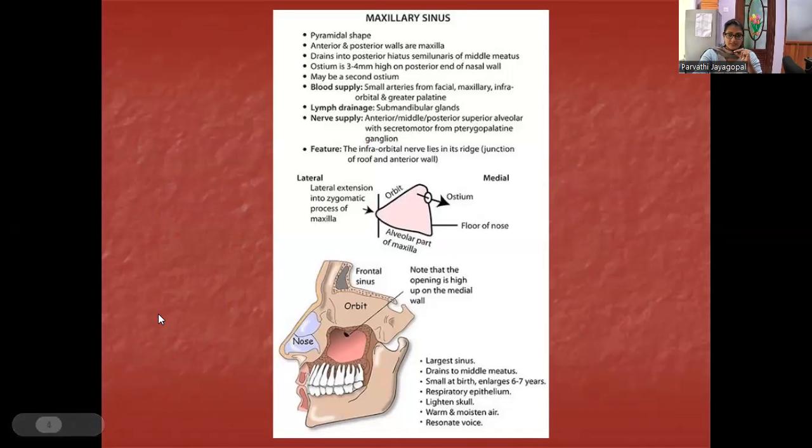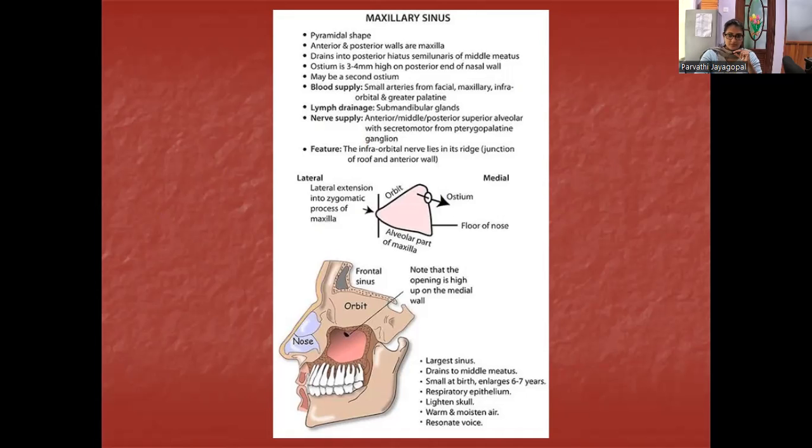Coming to a brief of the anatomy of the maxillary sinus. The maxillary sinus is the largest of the paranasal sinuses, and it is roughly pyramidal in shape. It may be asymmetric on either side. It has a base, an apex, and 4 walls.